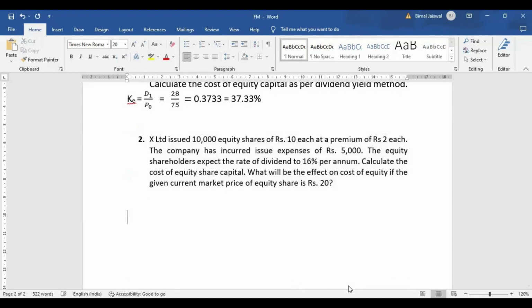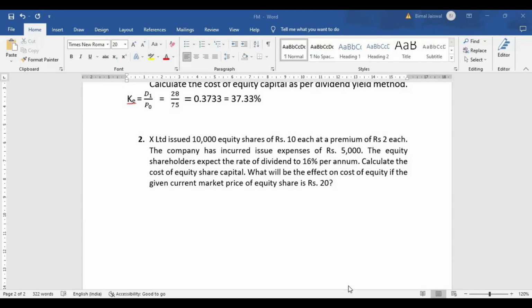Read the problem very carefully. What they say: X Limited issued 10,000 equity shares of rupees 10 each at a premium of rupees 2. Rupees 2 is the premium amount. That means 10 plus 2, 12 rupees.